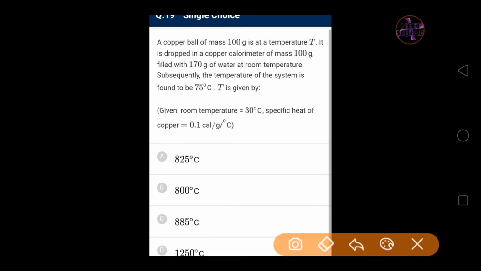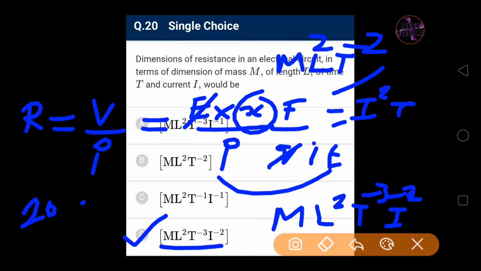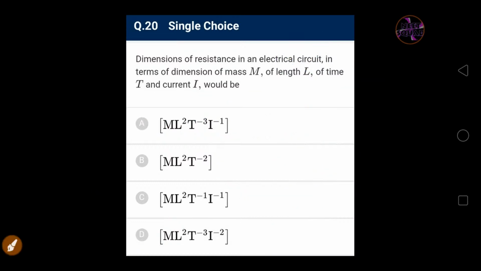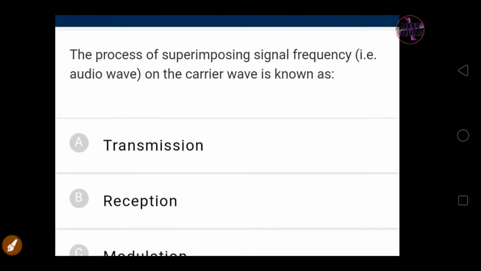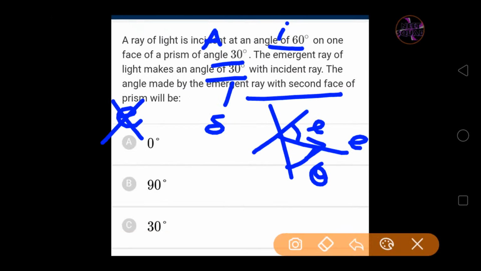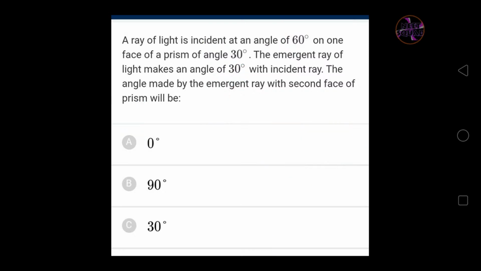So the 19th one is C. 20th option is D. They are not asking E, they are asking this theta, because the emergent angle is always measured with the normal, but they are not asking that. They are asking the angle made with the face of the prism.